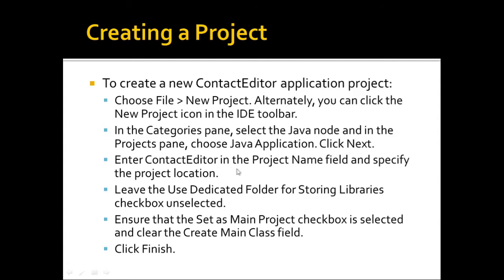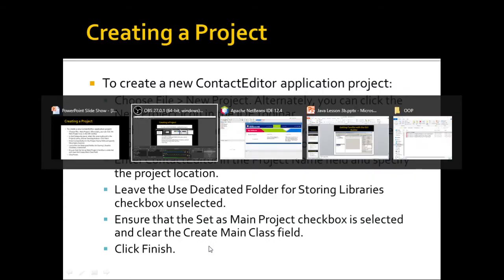Then enter contact editor in the project name field and specify the project location, but we'll just use the default. Leave the use dedicated folder for storing libraries checkbox unselected. Ensure that the set as main project checkbox is selected and clear the create main class field. Then we click finish. Or here we're just going to type also the application name for our main class field. Then we click finish. So let's try to do that. I'll be showing you that using NetBeans.